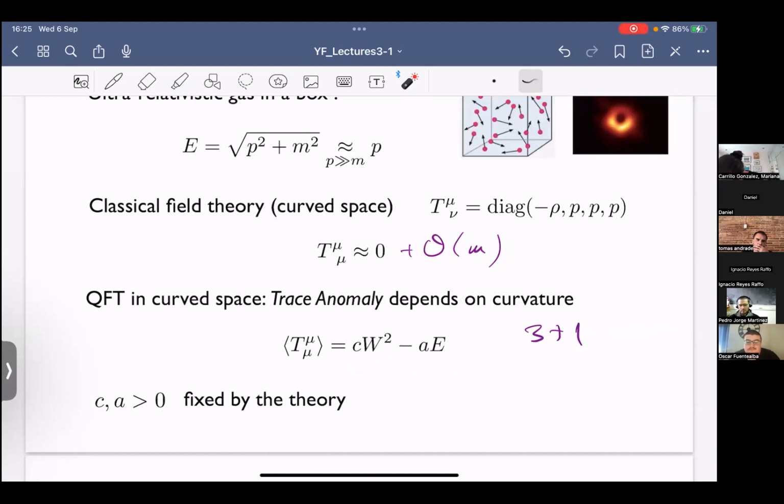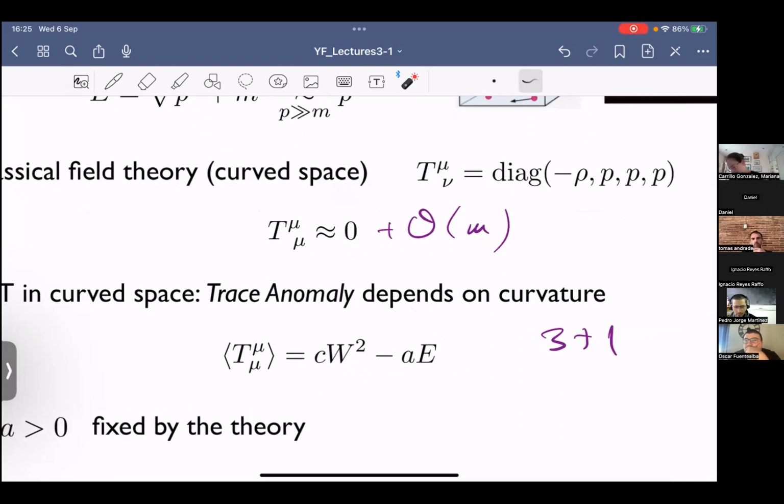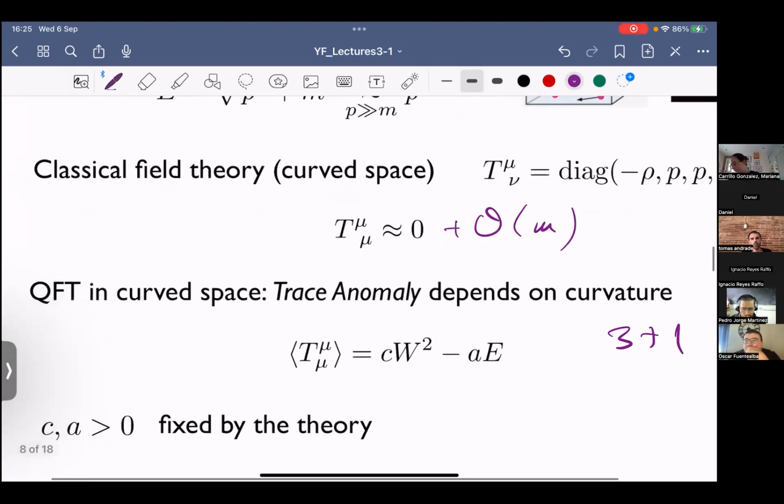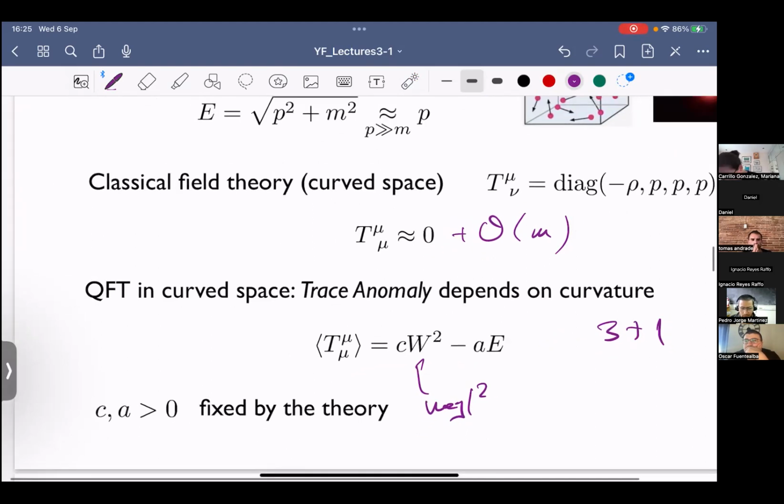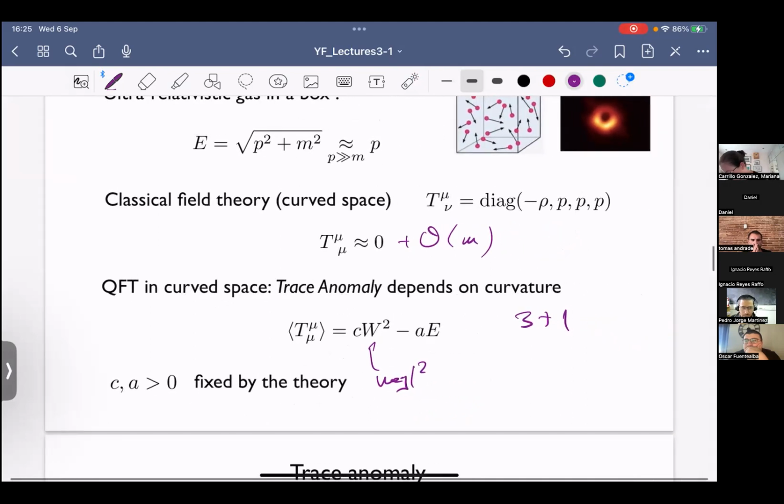In 4 dimensions, the result is that there are essentially 2 contributions that are independent of the scheme of renormalization. The 2 contributions come with 2 coefficients, which are positive in this notation. The first one is the square of the Weyl tensor, as we saw before. And the second one is the Euler density, the same one that we talked about yesterday. These two coefficients are just fixed by the theory and only depend on the spin of the representation. They satisfy some nice theorems.